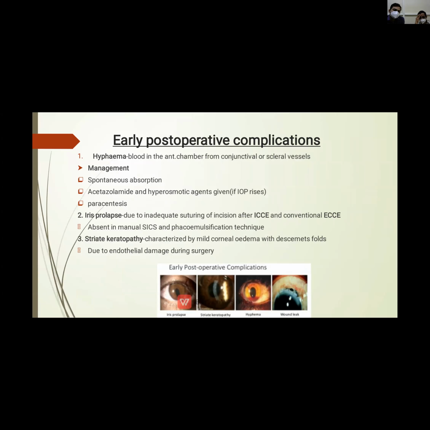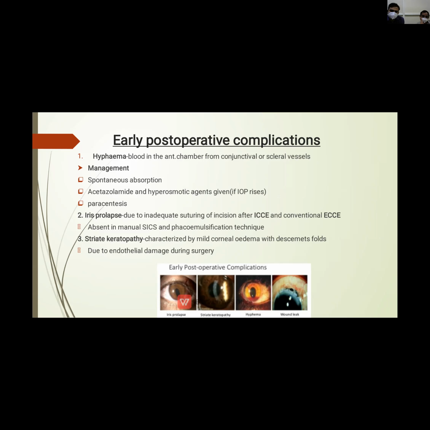Early post-operative complications. Hyphema. It is a collection of blood in the anterior chamber, maybe from the conjunctival or scleral vessels, or rarely from the root of iris. It can be managed by spontaneous absorption or by use of acetazolamide and hyperosmotic agents if intraocular pressure increases, or paracentesis. Iris prolapse. It is due to inadequate suturing of incision after intracapsular cataract extraction and conventional extracapsular cataract extraction. It is absent in manual small incision cataract surgery and phacoemulsification technique. It can be managed by resuturing in less than 24 hours.